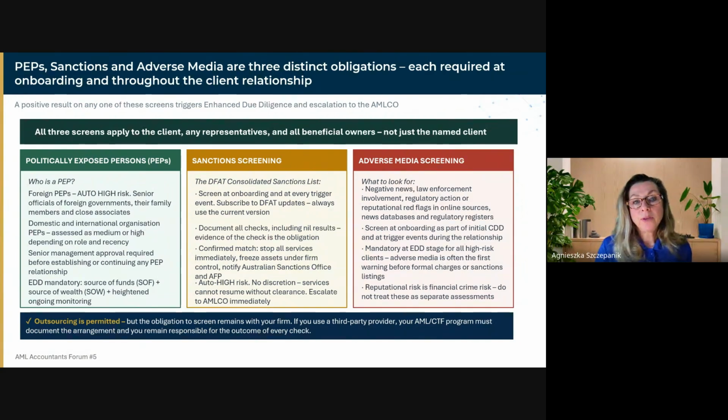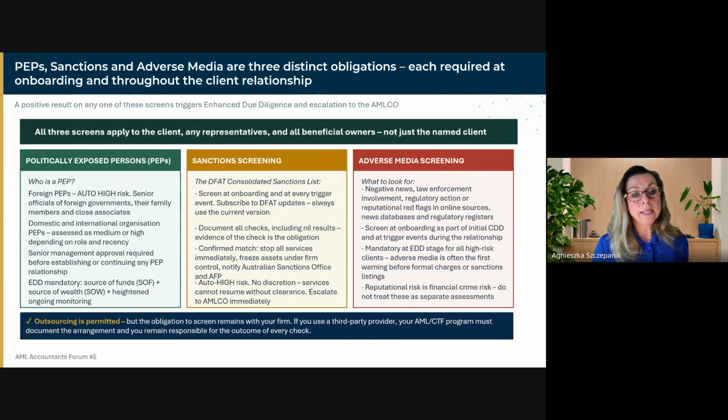So what happens here is this is screening that happens on behalf of you by your provider, by your seamless technology provider. So firstly, you need to understand whether you're dealing with a politically exposed person, or a PEP.